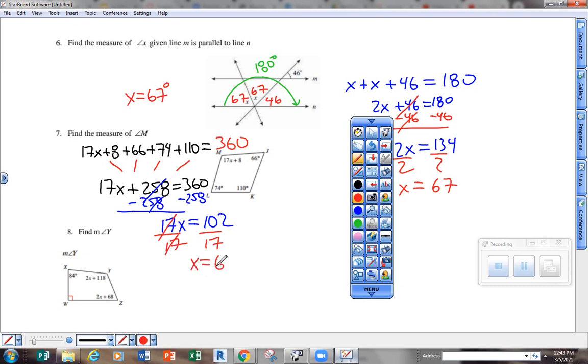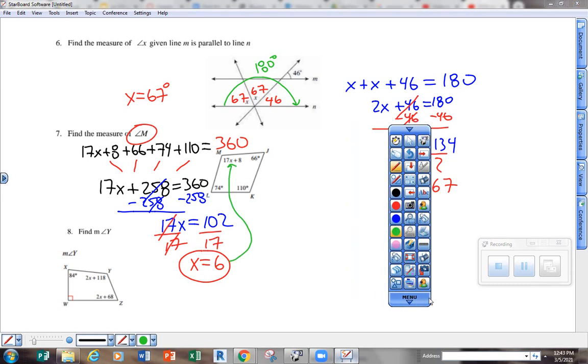This problem doesn't want what x equals. Some people are going to stop right there and think they're done. This wants angle M, so guess what? You got to take that 6 and plug it in right there and do the math to really get this problem right, because you got to take that 6 times 17, add it to 8 to get that real value of that angle they're looking for, which is 110 if you do that correctly.